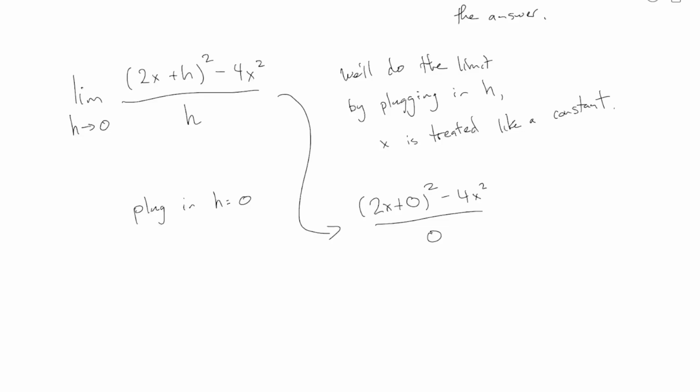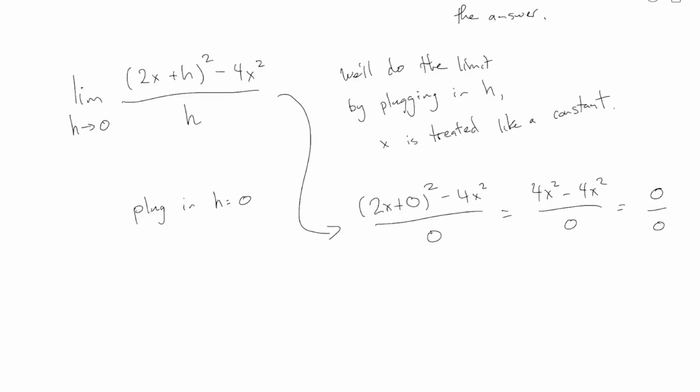Let's simplify that a little bit. So 2x plus 0, I don't even care about this, plus 0. I have 2x, the whole thing squared, ends up becoming 4x squared minus 4x squared. And that is 0 over 0, which means we have to go back and simplify the original thing before continuing.